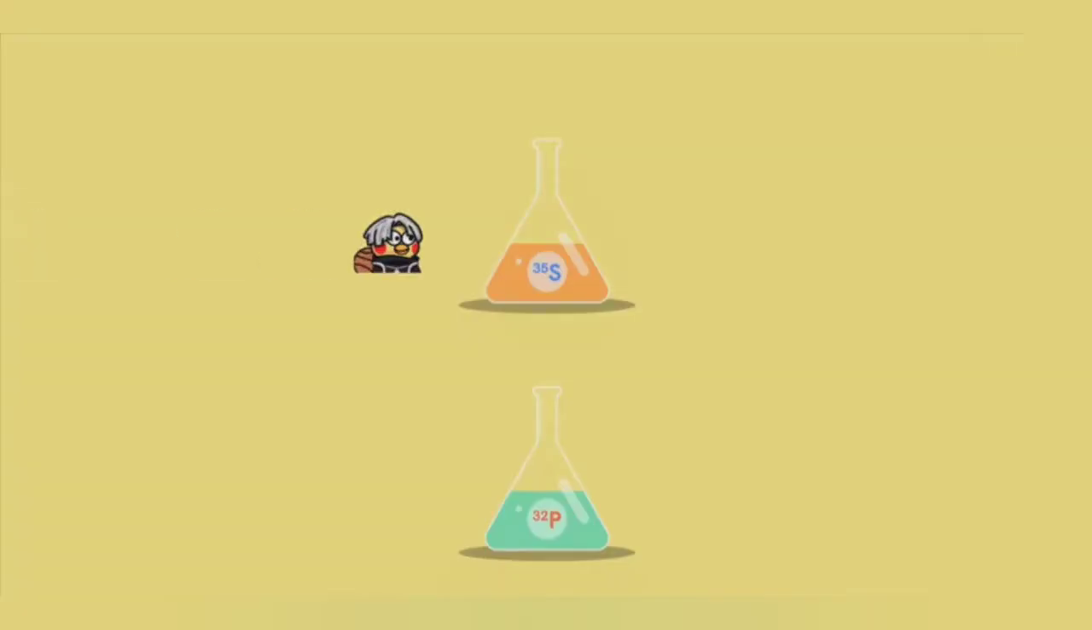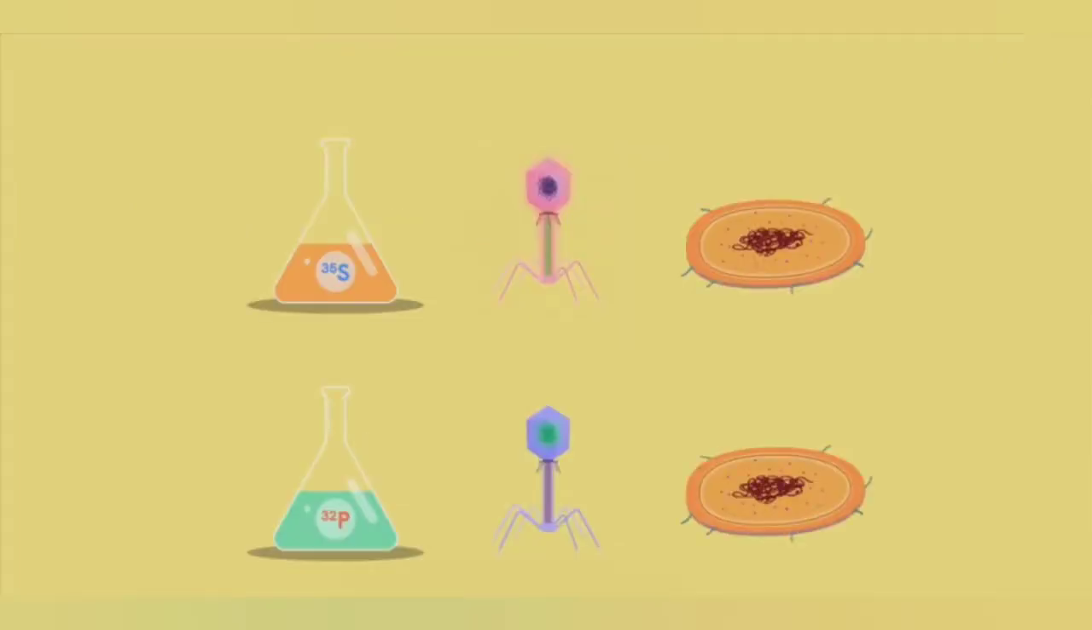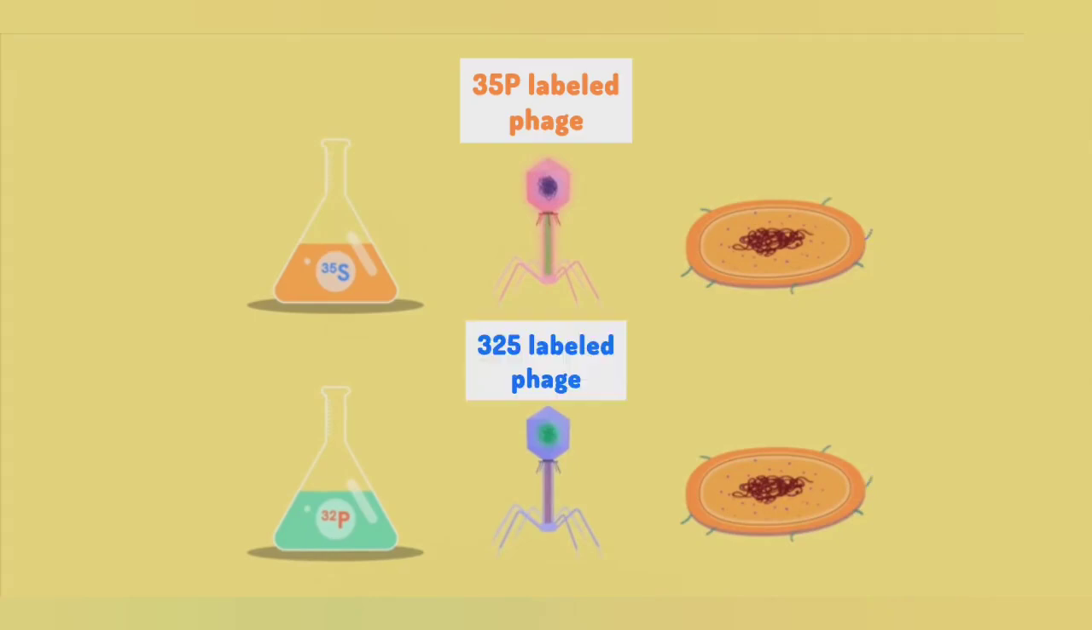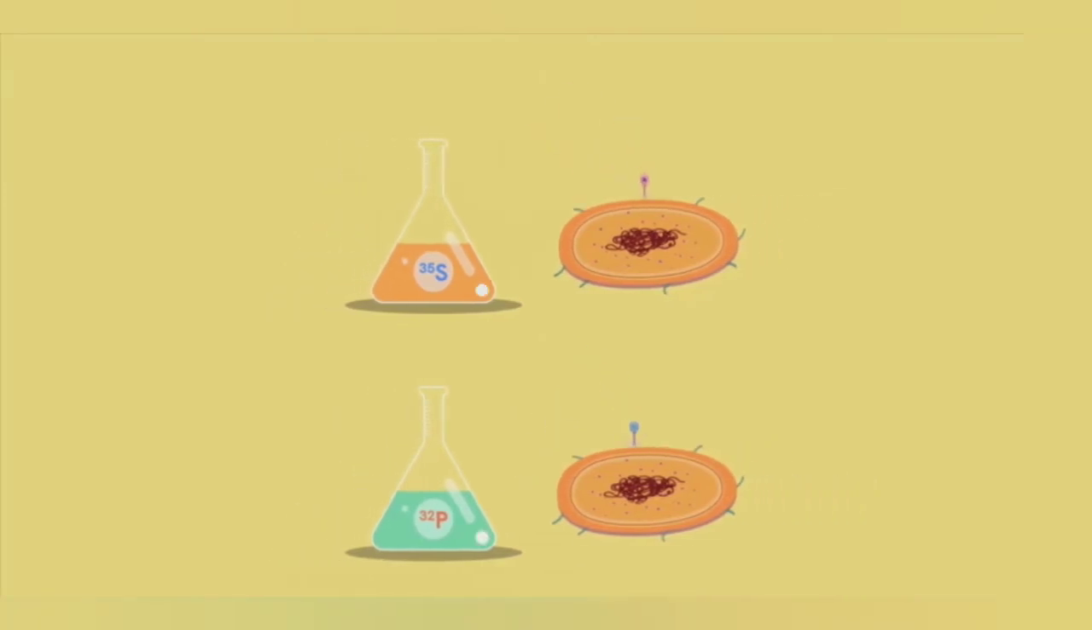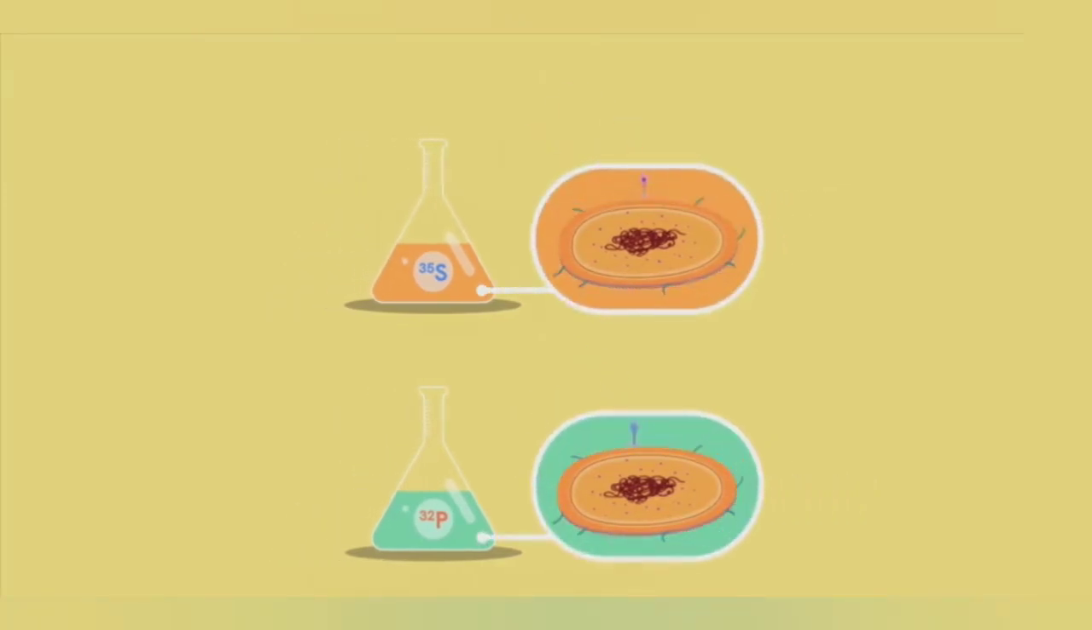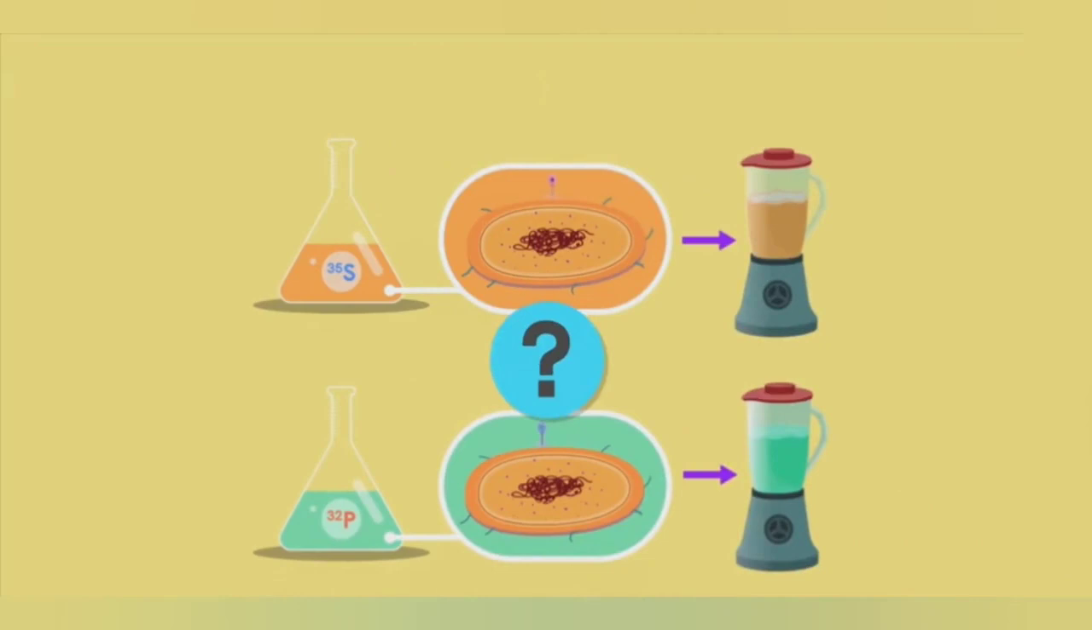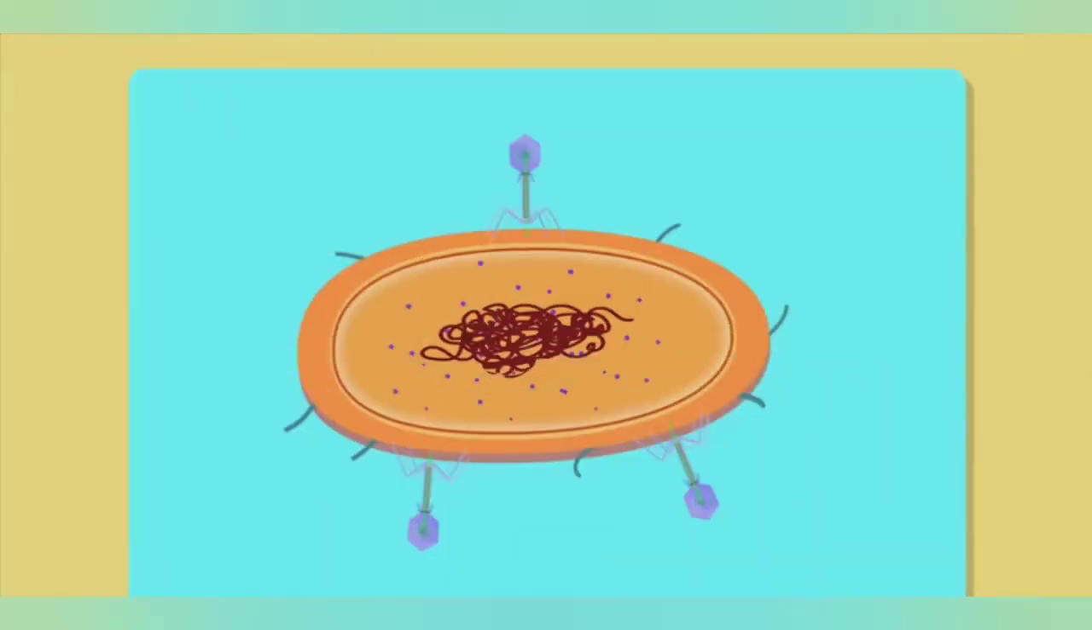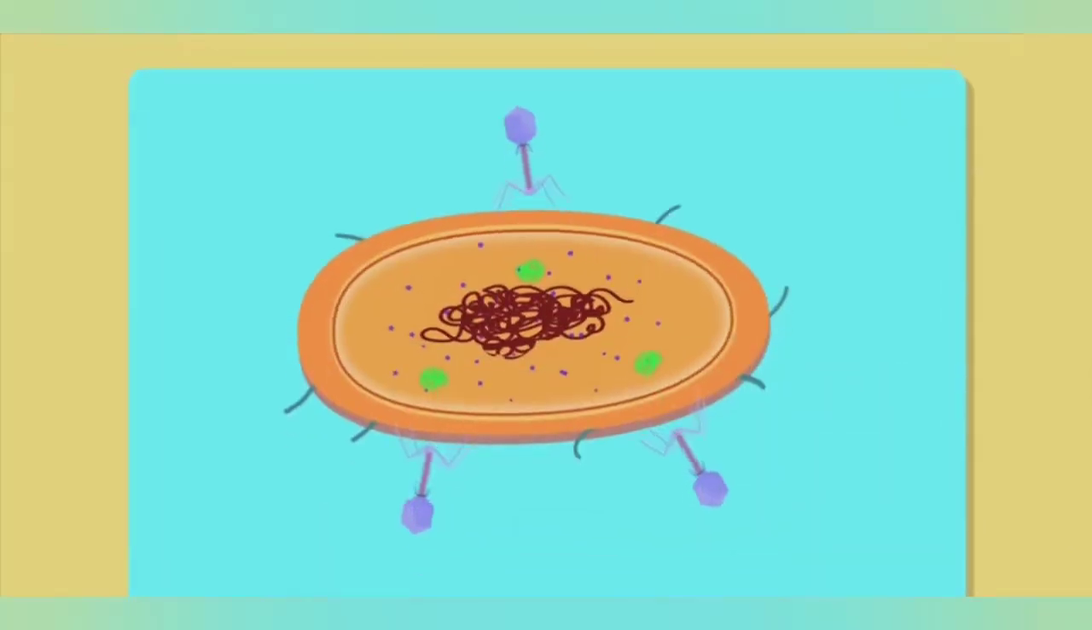First, they cultured E. coli in culture media containing radioactive isotopes sulfur 35 and phosphorus 32, and then used these E. coli to culture phage. In this way, they can obtain phage with sulfur 35 markers in protein and phosphorus 32 markers in DNA. Then they are allowed to infect unlabeled E. coli. After a short period of incubation, they are stirred and centrifuged in a mixer.